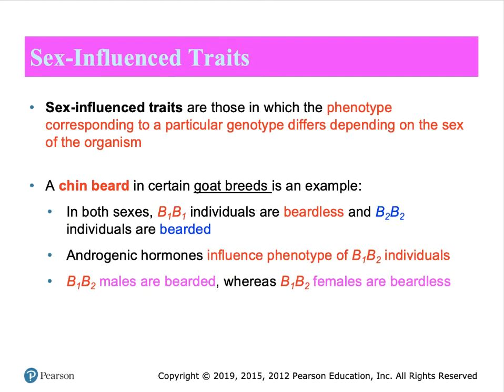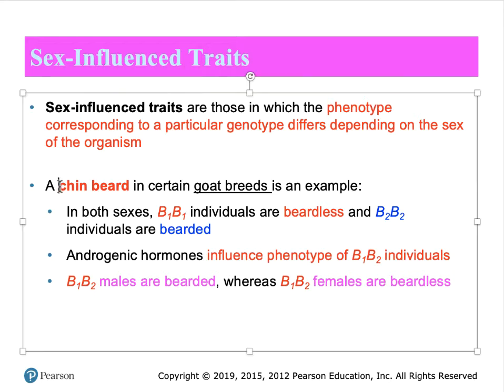With sex-influenced traits, a particular genotype will produce different phenotypes depending on the sex of the animal. This is a great example given here with the chin beard. So in both sexes, you can have the homozygous 1 condition or the homozygous 2 condition. In the homozygous 1 condition, the animals, whether they're male or female, will be beardless. In the homozygous 2 condition, the individuals will be bearded, and that's both males and females.